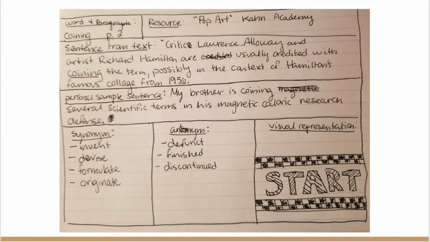Elia decided to write her own sentence rather than a definition, which is totally acceptable, and she wrote, "My brother is coining several scientific terms in his magnetic caloric research defense." Synonyms include invent, formulate, antonyms include finish, discontinue, and Aaliyah drew a start ribbon, like for a race.